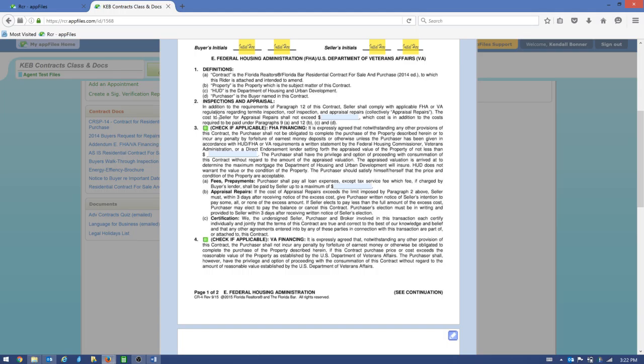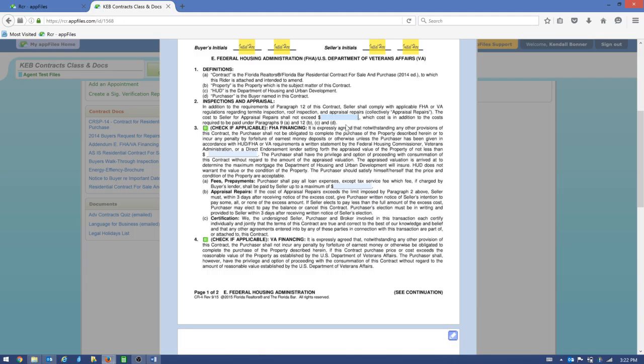Okay, so section 2, in addition to the requirements of paragraph 12 of the FAR BAR contract, buyer shall comply with applicable FHA and VA regulations regarding the termite inspection, roof inspection, and appraisal repairs. The cost to seller for appraisal repair shall not exceed an amount, which cost is in addition to any cost required under 9A, 12B, C, or D. That's if you use the FAR BAR 4. Those would have numbers there, but otherwise it's 0 as it relates to the as is. So, you can put 0 here.